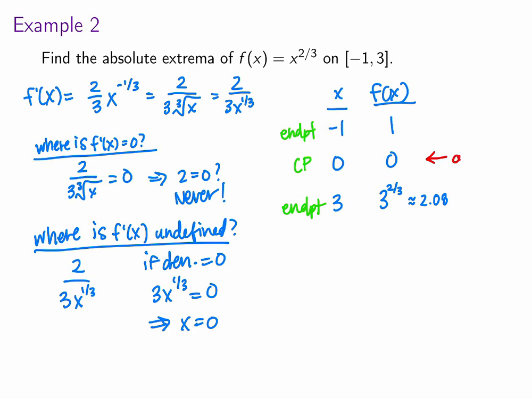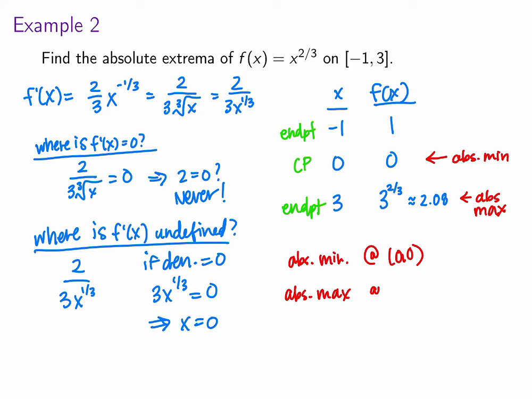So I see my absolute minimum value is 0, and it happens at the point 0, 0. And my absolute maximum value is 3 to the 2/3, and that happens when x equals 3. So the absolute min is at 0, 0. And my absolute max is at 3, 3 to the 2/3.